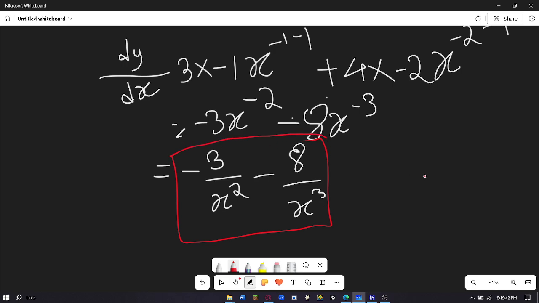Okay, so another one. Let's do something much harder. Let's do something a little more tricky this time. Let's say I want you to find dy by dx of something like root x by cube root of x, plus 5.